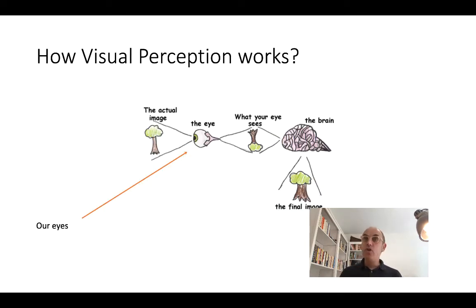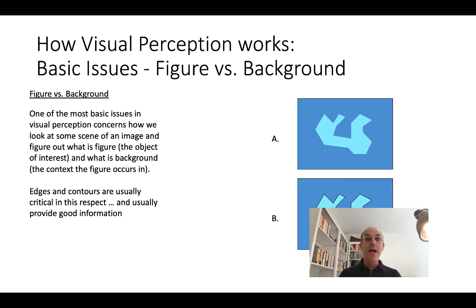So how does visualization basically work? We have eyes. We can see the actual image, what our eyes see and what goes to the brain, and the final image is captured. So this is how the process goes in the physical body in order for us to do that.